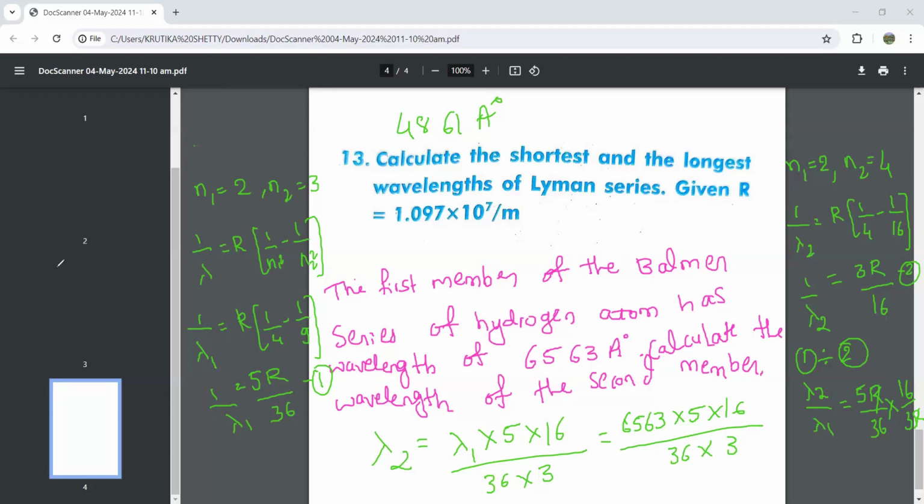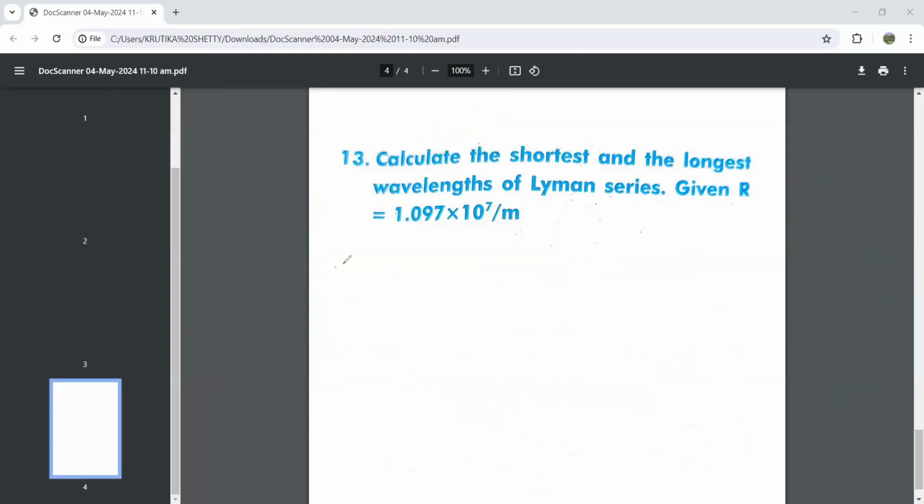Okay, let us see the next question. The last question for today's class. Monday, we are discussing the next topic, that is the nuclei. Very small lesson again. So the next question, the last question.